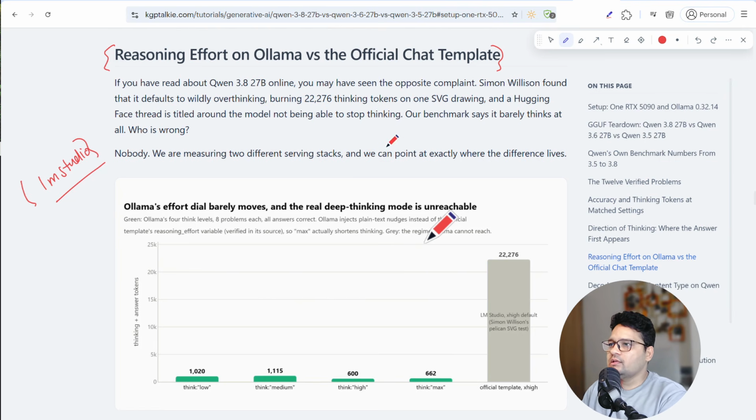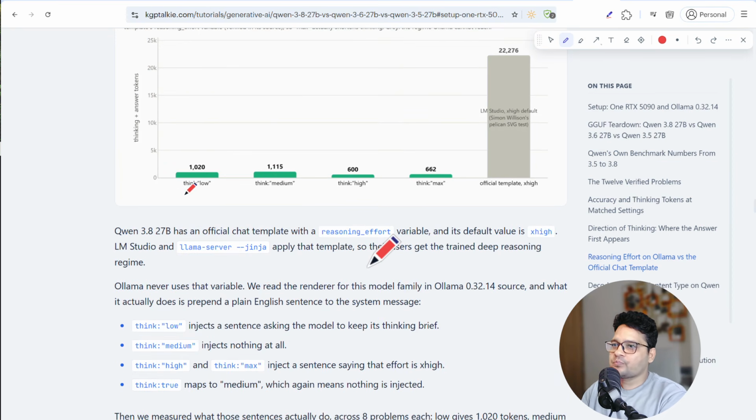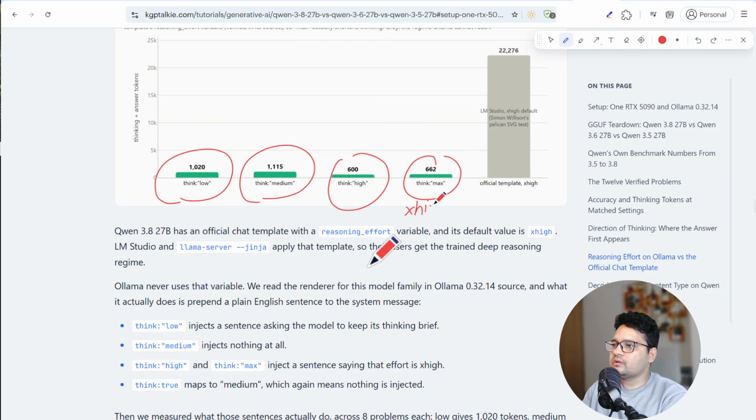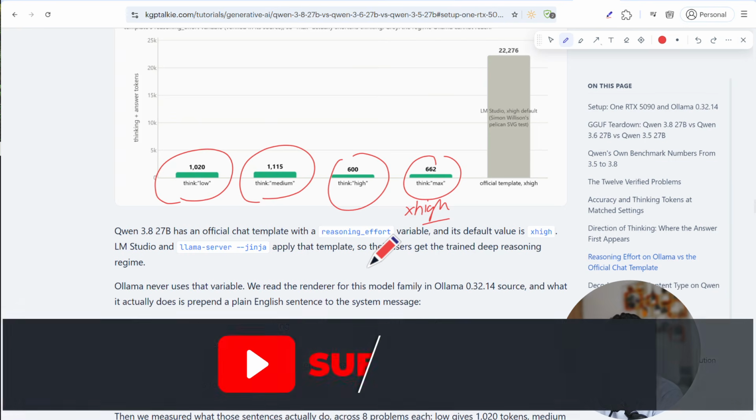I just want to tell you how many reasoning levels we have in the Qwen model. You have reasoning level low, medium, high, and X high. Basically that is the max one. The one thing you will notice is that if we do something like this in Ollama, it is not going to affect the reasoning level at all.